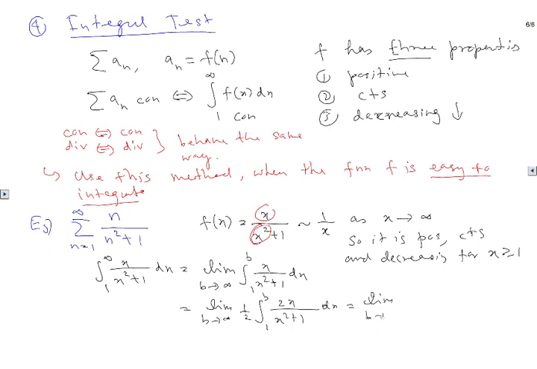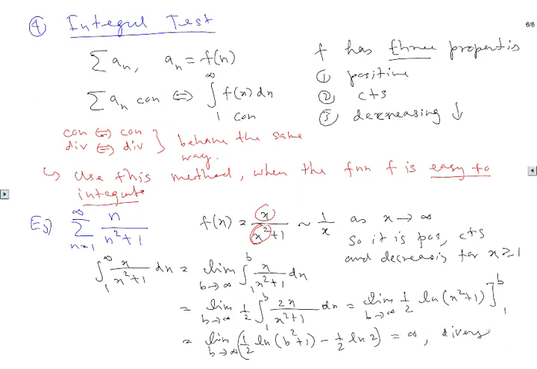So the limit as b goes to infinity of 1/2 times the natural log of x squared plus 1. We can put the parentheses here. We don't need the absolute value sign because it's always positive. This is evaluated from 1 to b. So you can see the limit as b goes to infinity. What do you get? 1/2 ln of b squared plus 1, minus 1/2 ln 2. We need the parentheses because of the limit, but this is infinity. So it diverges. We need to write it, okay? Diverges.